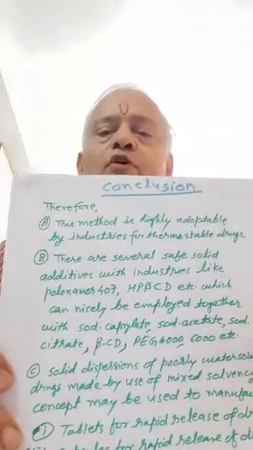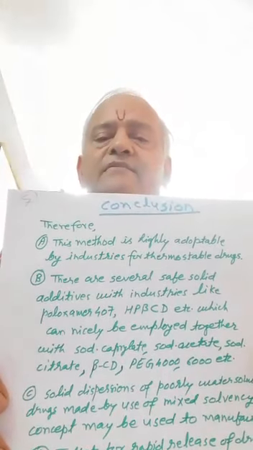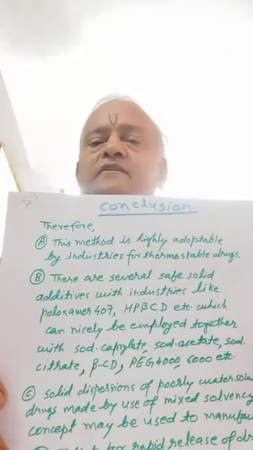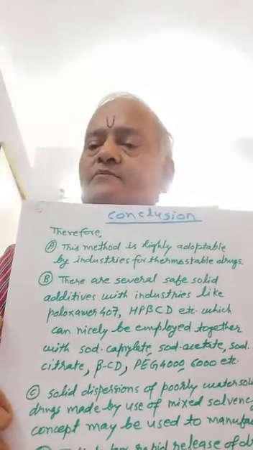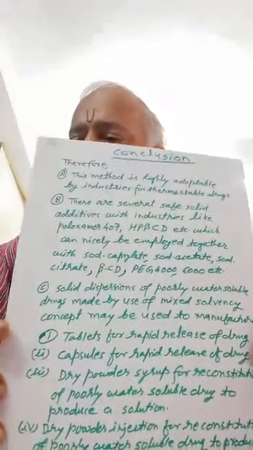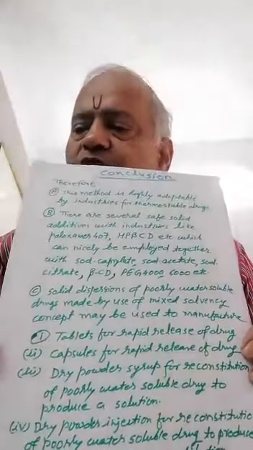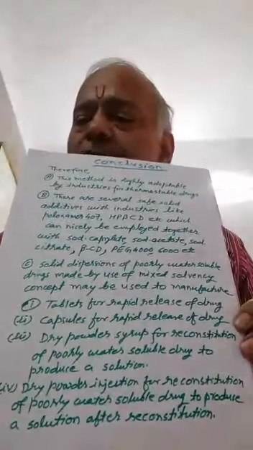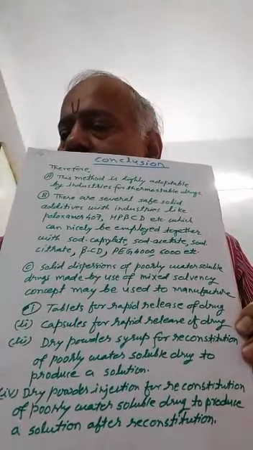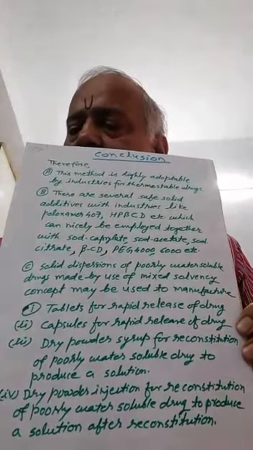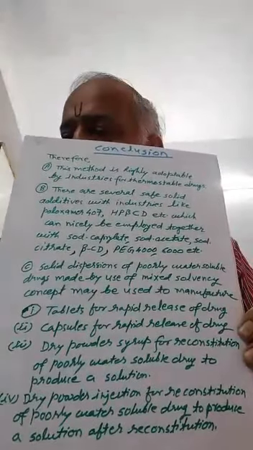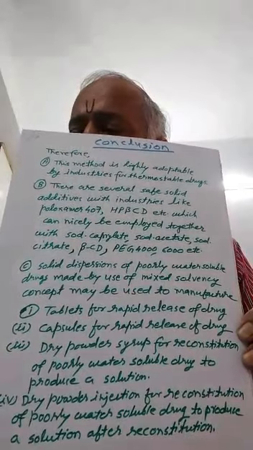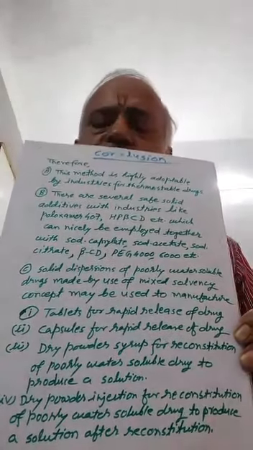And of course, if you are going to employ to make injection, then you can use sodium benzoate in desired concentration, niacinamide also in desired concentration. They can also be employed. Number three, solid dispersions of poorly water soluble drugs made by use of mixed solvency concept may be used to manufacture: number one, tablets for rapid release of drug; number two, capsules for rapid release of drug; number three, dry powder syrup for reconstitution of poorly water soluble drug to produce a solution.